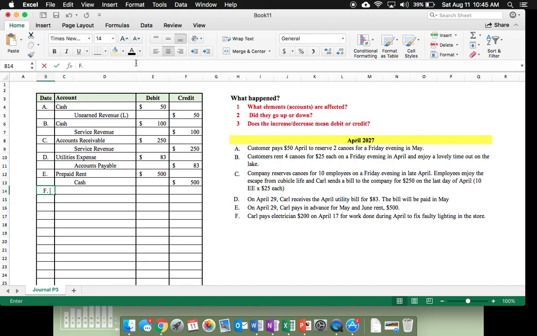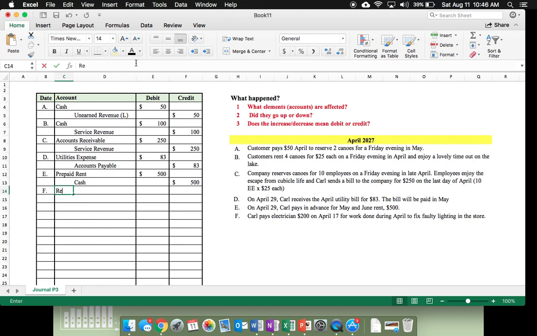Okay. Letter F. Carl pays an electrician $200 on April 17th for work done during April to fix faulty lighting in the store. So Carl needs to record here an expense because the electrician fixed the faulty lighting during the month of April. Carl did pay for it, but that's not really what dictates when an expense is supposed to be recorded, as we notice here in letter D, right? Utilities expense was recorded, but cash has not been paid. So Carl has incurred this cost in April.